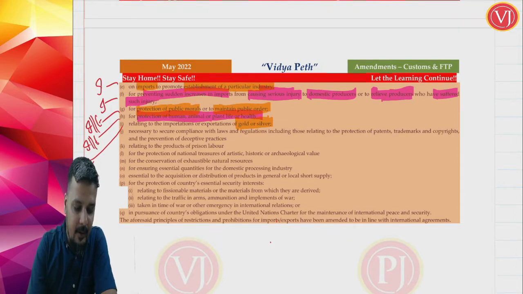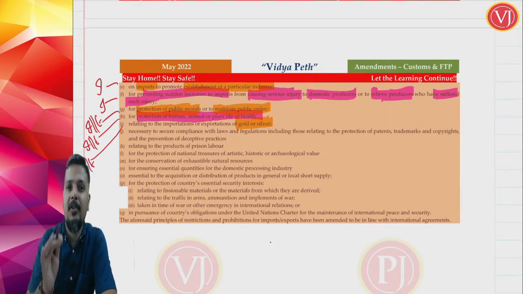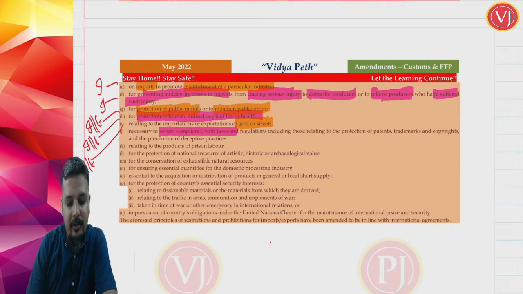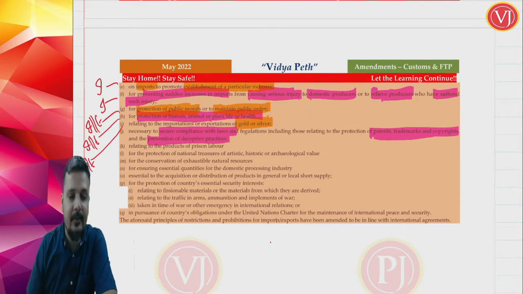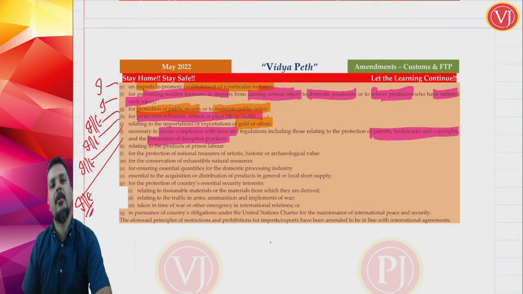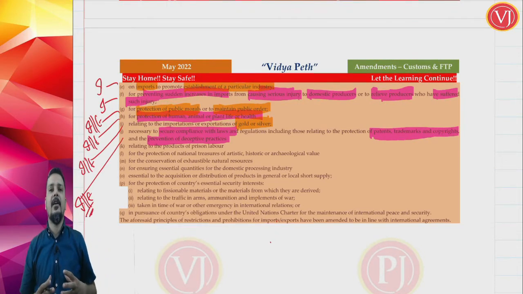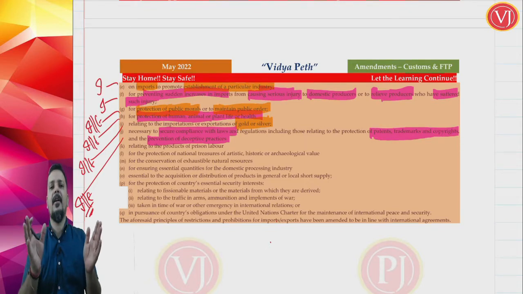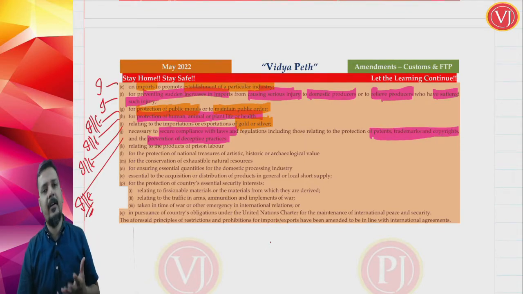Next, we are talking about a scenario where prohibitions or restrictions are imposed as necessary to secure compliance with laws and regulations, including those laws relating to protection of patents, trademarks, copyrights and prevention of deceptive practices. Now, obviously, here again it is about both import and export. Supposing there is an item on which I have a patent and I do not like that item to be exported outside India till the time that it is satisfying the need of the domestic industry.